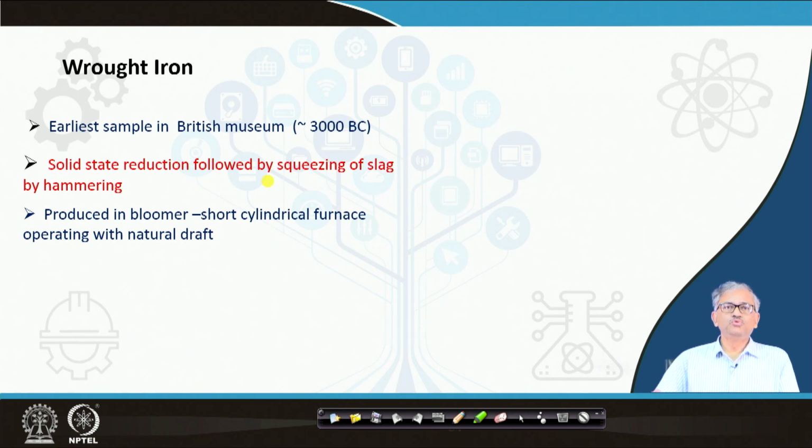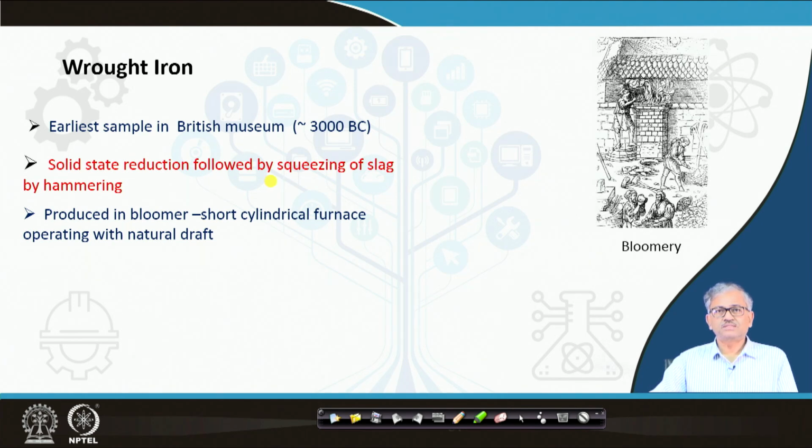Now it is produced in the bloomery, basically a short cylindrical furnace operated with natural draft, as I said, and you can find a picture of it. This is the hole, and the air goes through it by natural draft. They made a cylindrical furnace of stone, and inside they used to pour the iron ore, coal, whatever it may be, and by natural draft air used to go, and they used to cook for a long time, overnight say, and in the morning they get some kind of metallized iron.